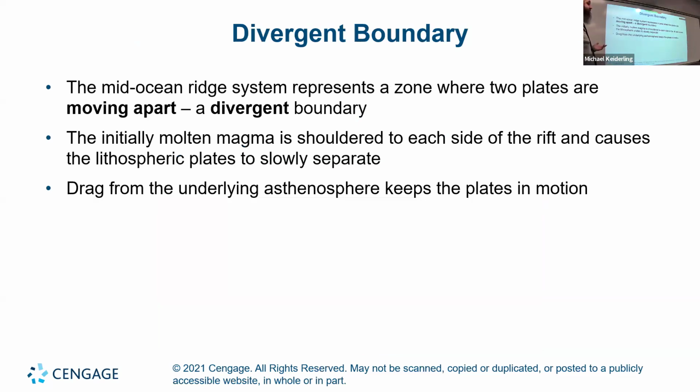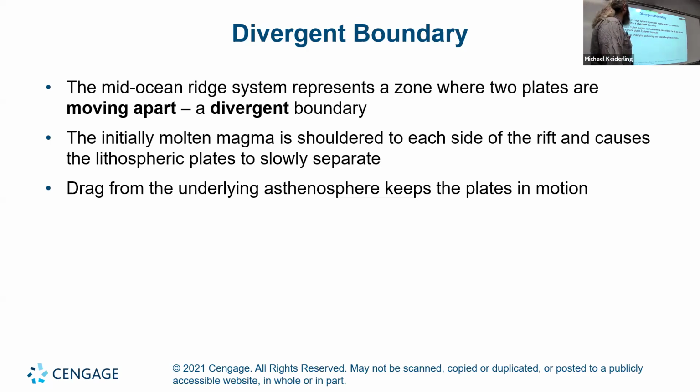So let's talk about the different types of boundaries. So the divergent boundaries are where two plates are separating apart. The vast majority of these are in the ocean because if a divergent boundary lasts long enough, it separates far enough apart to flood with water, basically. Divergent boundaries turn into oceans and seas. So the mid-ocean ridge system represents a zone where two plates are moving apart, a divergent boundary.